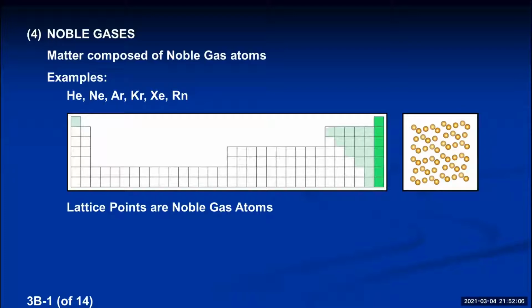But here's what's different between this and the ionic, metallic, and macromolecular substances we saw yesterday. The ionic substances, those particles attract each other with ionic bonds. In a metal, those particles attract each other with metallic bonds. In a macromolecular substance, those atoms attract each other with covalent bonds. But in a noble gas, these atoms are not bonded to each other. So what's holding them together? That's a really interesting question.